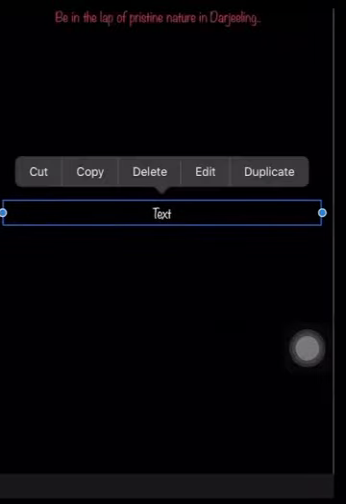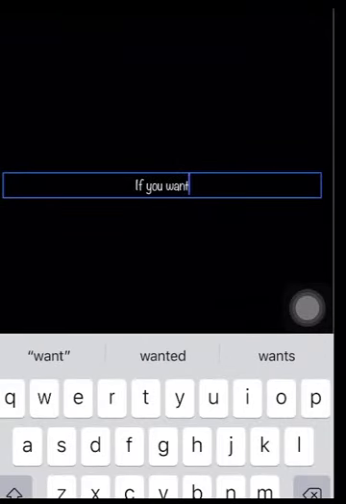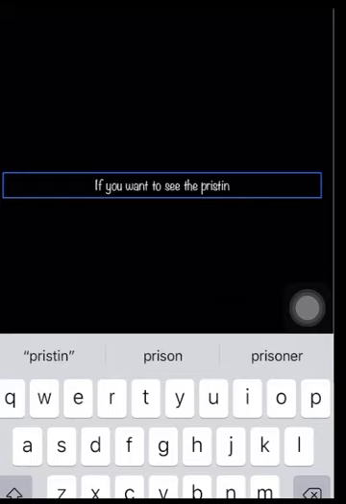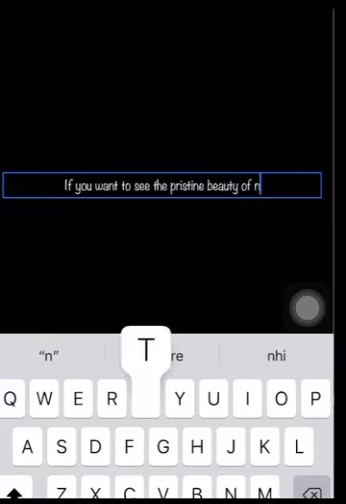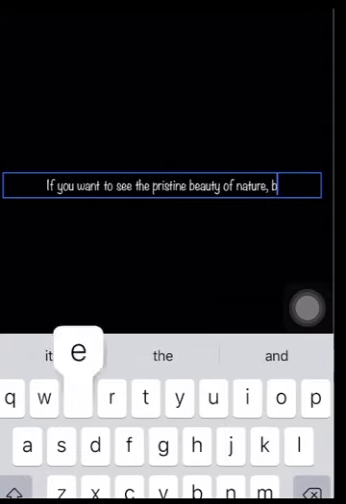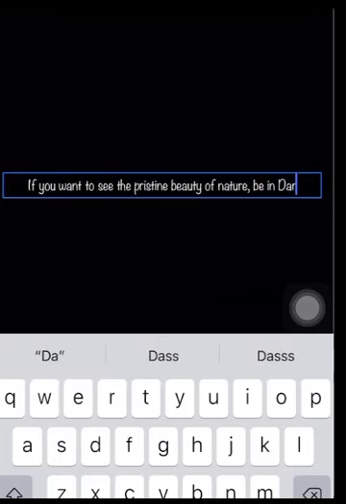Yeah, if you want, then you are going to write, if you want to see, मतलब हम यहाँ पे एडवर्टाइजमेंट कर रहे हैं दार्जिलिंग के जो प्रिस्टाइन नेचर है उसके बारे में. ओके, इफ यू वांट टू सी दी प्रिस्टाइन ब्यूटी ऑफ नेचर बी इन दार्जिलिंग.